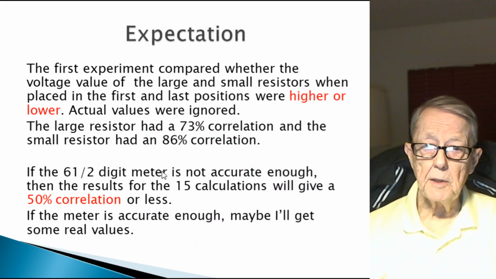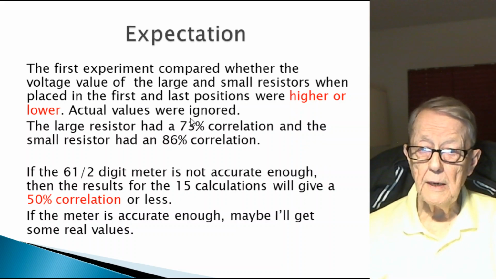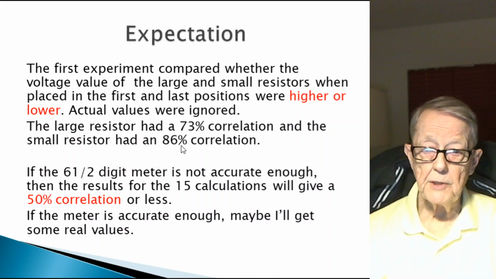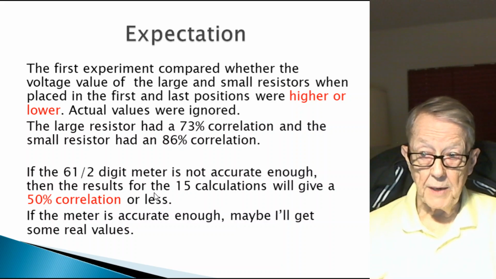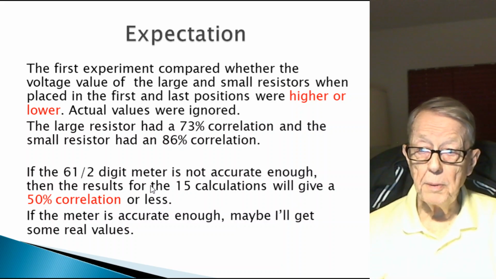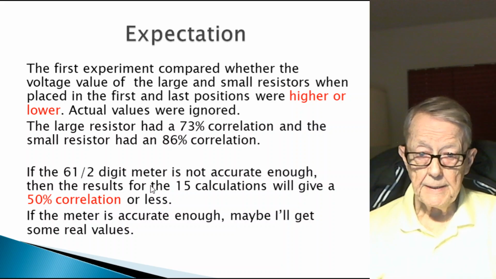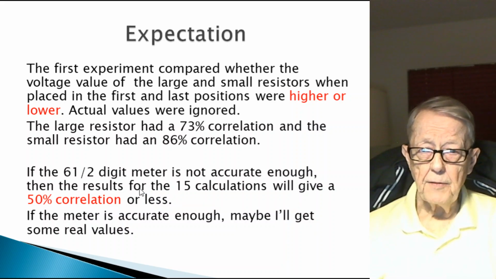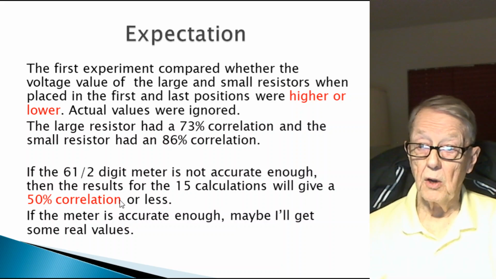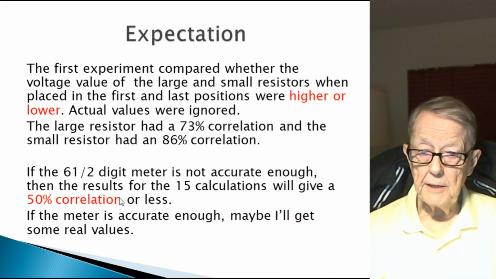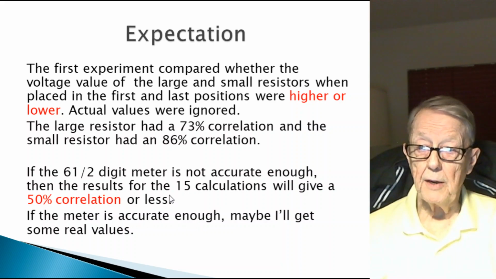Okay, here's my expectation. The first experiment compared whether the voltage value of the large and small resistor, as placed in either the first or last positions, were higher or lower, and I ignored the values. These are the percentages. I rented a 6.5 digit meter, and I'm hoping it's accurate enough. There is a 7.5 digit meter, and it costs twice as much to rent. If it's not accurate enough, maybe I may only get 50% correlation or less. Expectations aren't very high unless my meter is accurate. Then maybe I can get some real values.